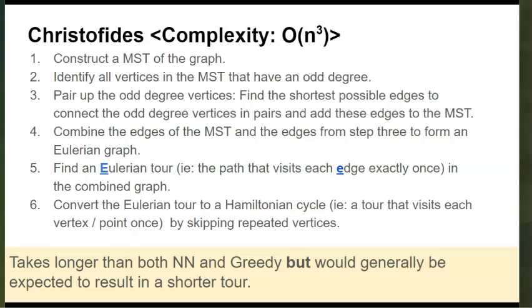In the DCAT, you need to note that in general, we would expect Christofides to give a shorter tour compared with nearest neighbor and greedy, but you should also note that this is not always the case. The trade-off for getting a generally shorter tour is that Christofides does take longer than both greedy and nearest neighbor.